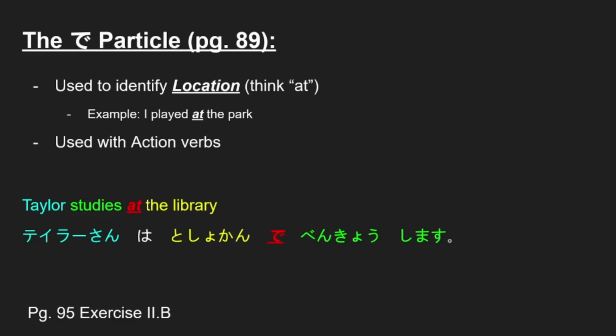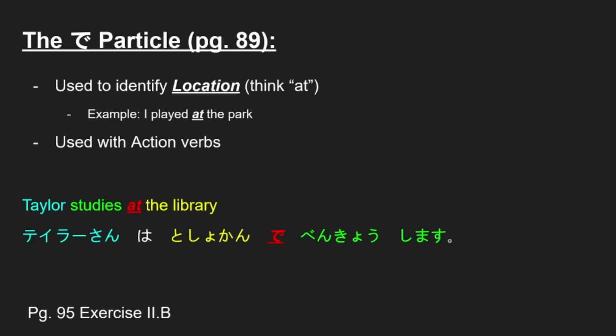With de, the other use that we've introduced at this point has been by means of. So specifically, we've talked about transportation. Like kuruma de, like by car, right? Aruite is a little bit different since that's a modification of a verb technically, but it follows the same principle with kuruma de, by car, or jitensha de, by bicycle.